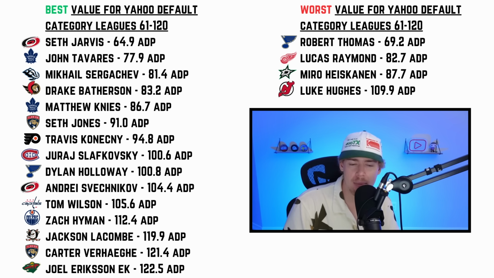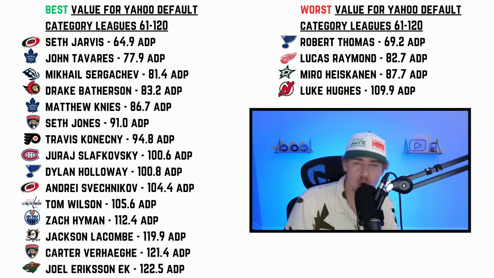He's going to be back in November, so if you can throw him on your IR or IR plus, that would be ideal. Jackson LaCombe, I think his shot volume is going to go up. Solid hits, has 10 goal, 50 point potential. And then finally, the other best value, I would say, similar to Andrei Svechnikov and Dylan Holloway, those would be my three sort of favorite values.